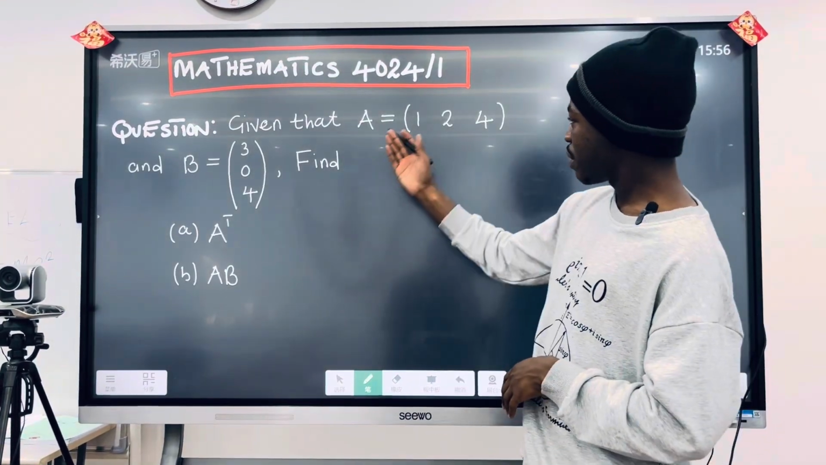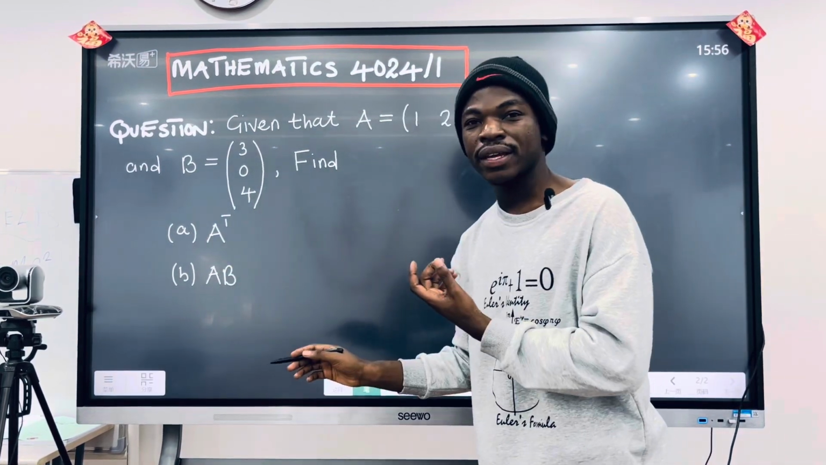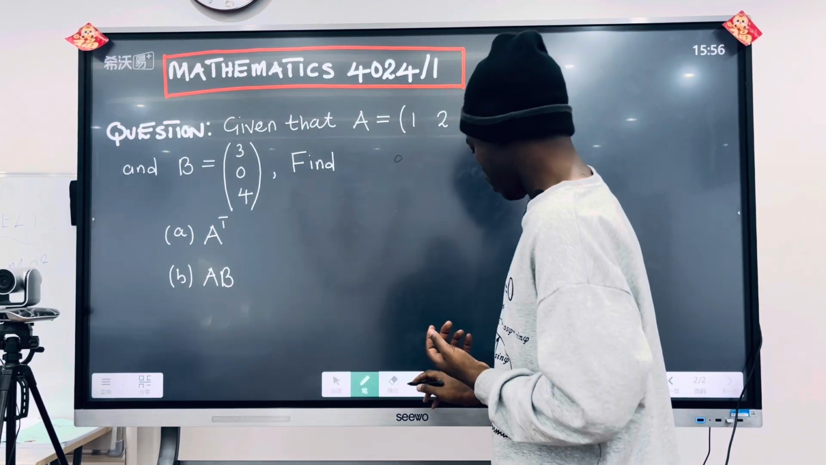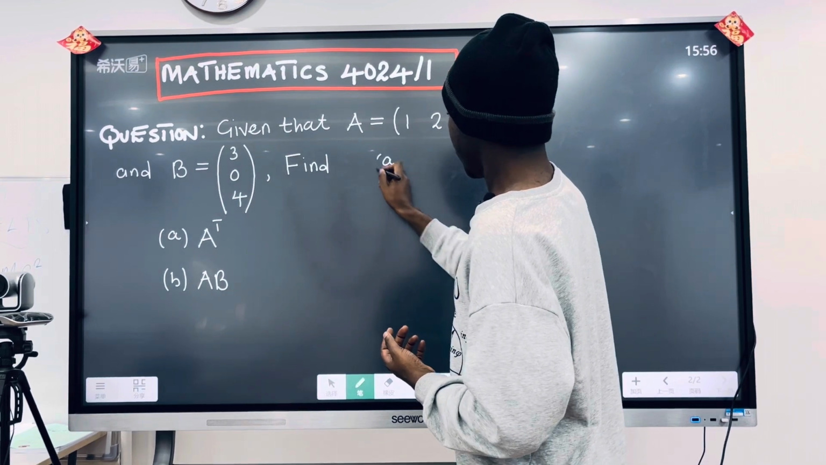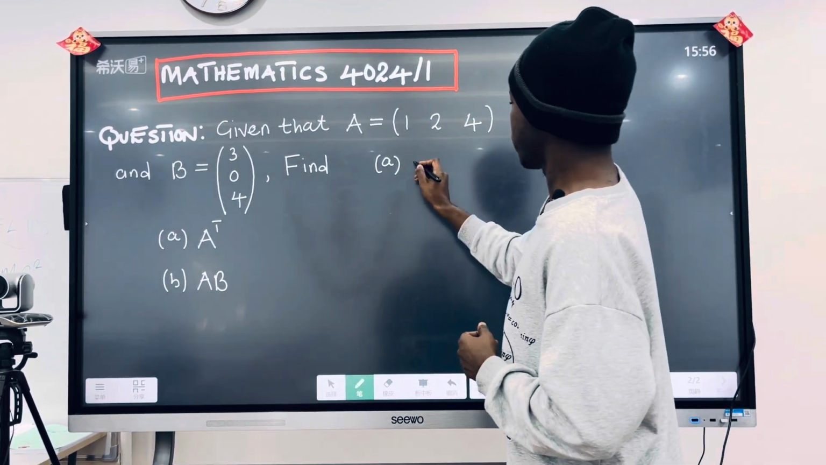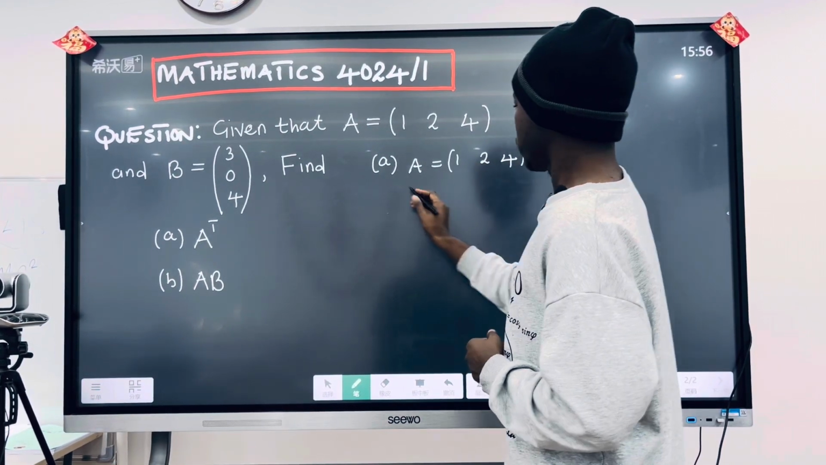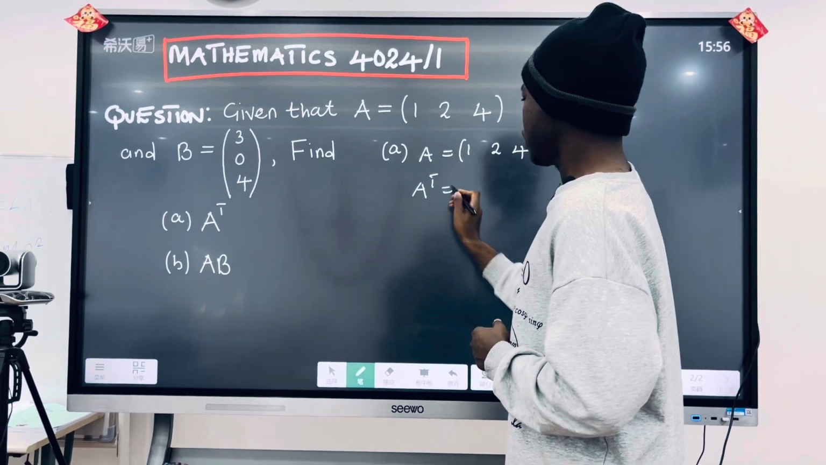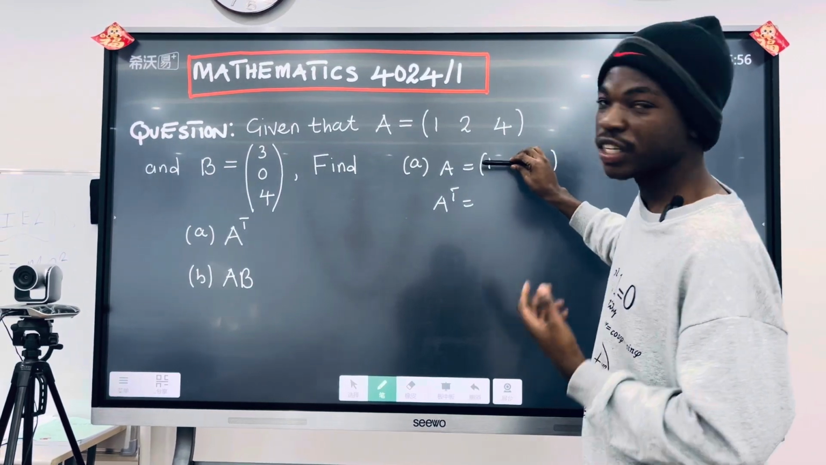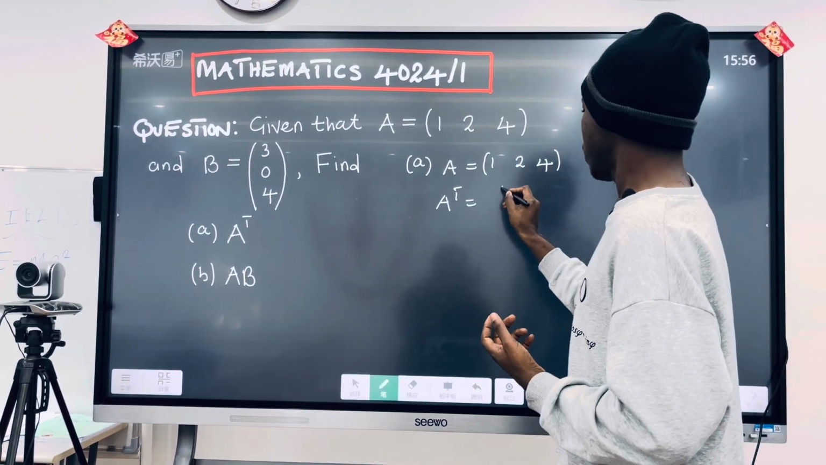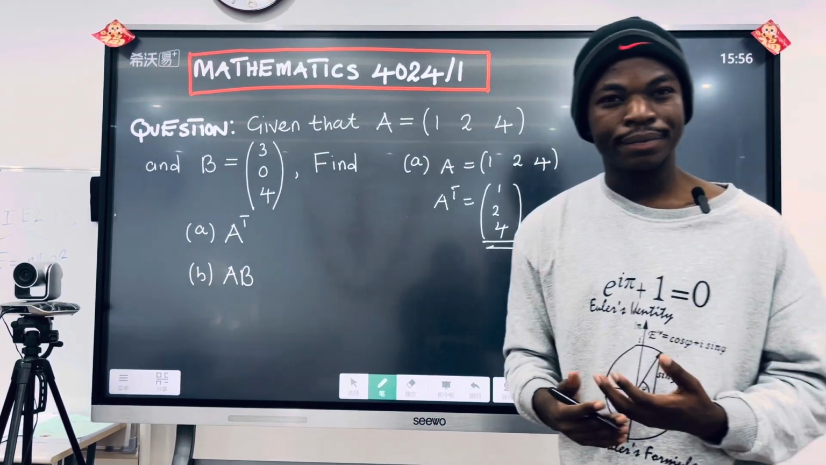So I give a matrix A and matrix B. Find the transpose of A. So part A, the transpose of A. So to remember, matrix A is 1, 2, 4. To find A transpose, this is very easy. All you need to do is swap the rows and the columns. So we just want to interchange the rows and the columns. So we flip it like that: 1, 2, 4. And you get your 1 mark.